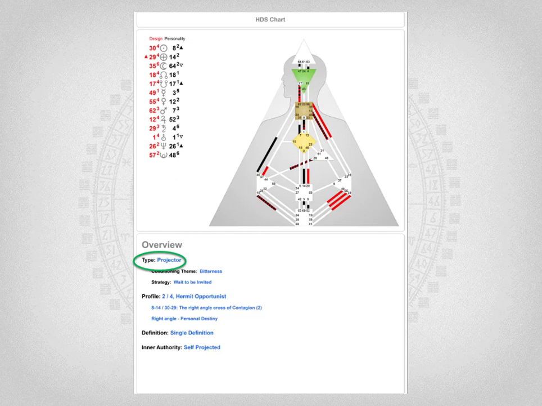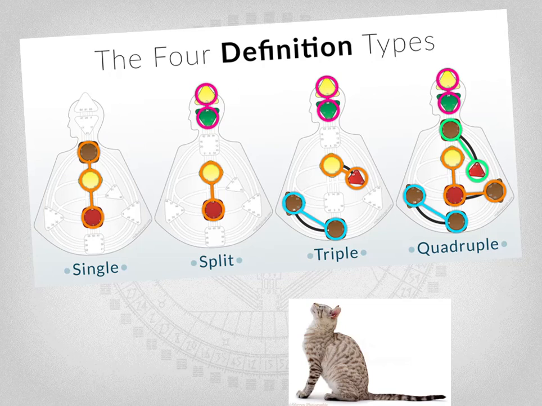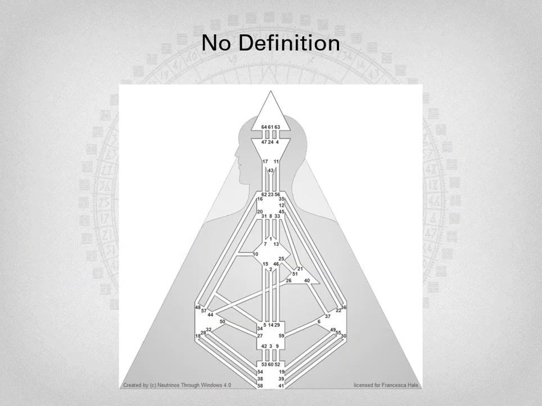So we have looked at type, strategy, and inner authority. The next element is definition. This is where we look at how many defined centers are connected to each other through defined channels, and this is an important part of how we relate to each other and how we perceive relationships. With no definition, no energy centers are defined, so only reflectors have this definition. They need help from their inner circle to gauge relationships or maybe a prospective partner, and they can take a long time to come to a decision about anything.